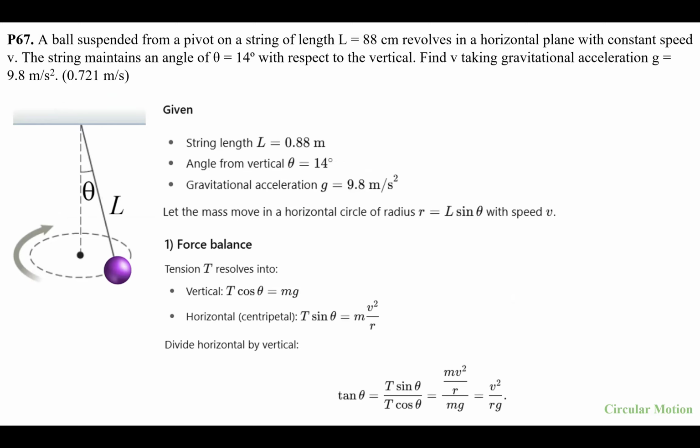So now, a ball suspended from a pivot on a string of length L is given, and revolves in a horizontal plane. This is the plane.